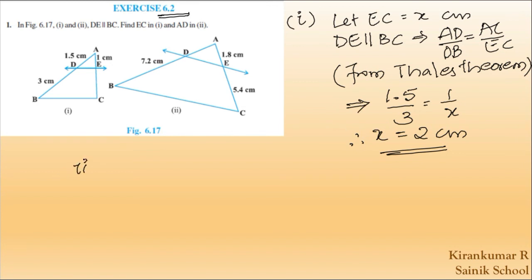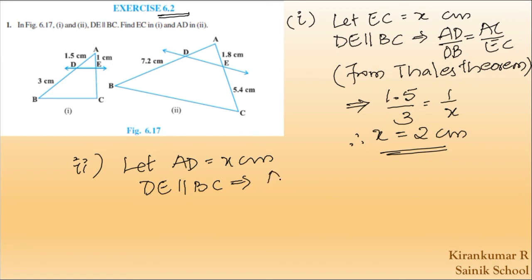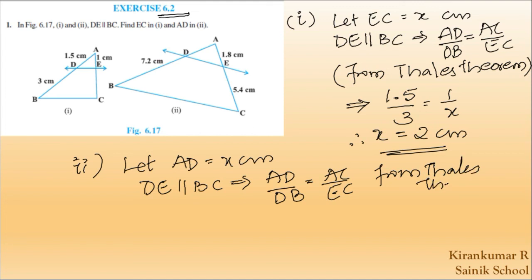Let's solve the second one. Let me consider the length of AD to be x centimeter now. Since DE is parallel to BC, we have the ratio AD upon DB is equal to AC upon EC from Thales theorem. You can mention it as a basic proportionality theorem, no issues.